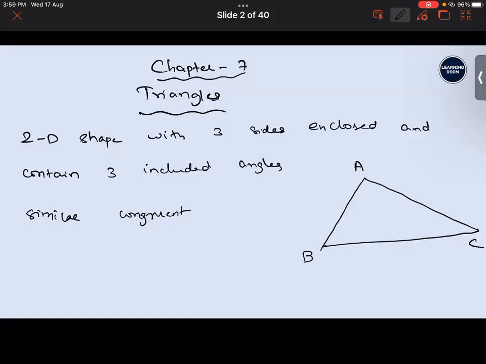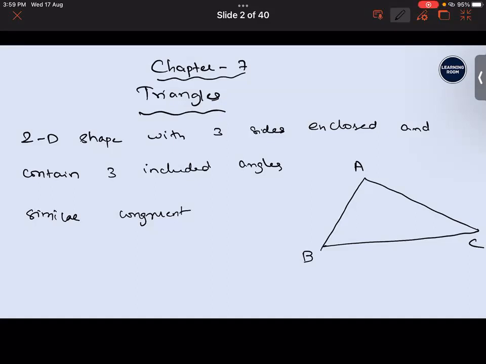So, if I want to call this chair a similar one, what is the change I need to make? I need to change the dimensions in such a way that the ratio of the dimensions will be the same. Are you able to understand? For example, if the horizontal part is cut by half, then the vertical should also be cut by half, so that when you take the ratio of the horizontal versus vertical for both the chairs, it will come out to be the same. The same is the case for triangles as well.